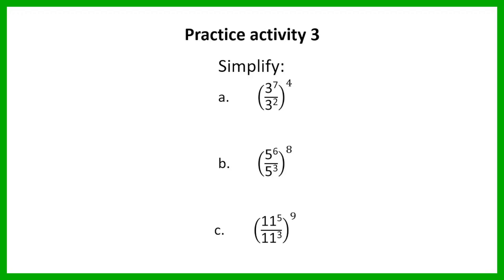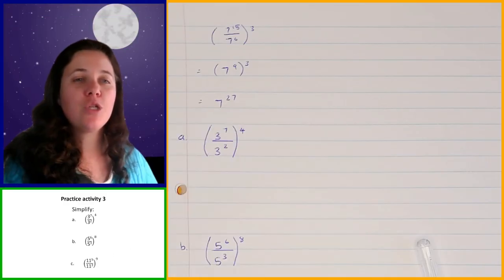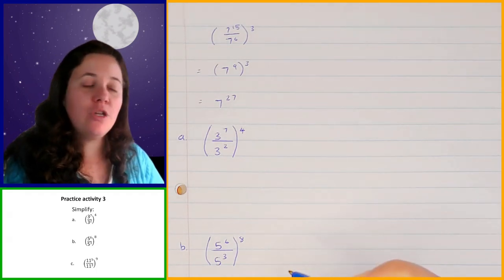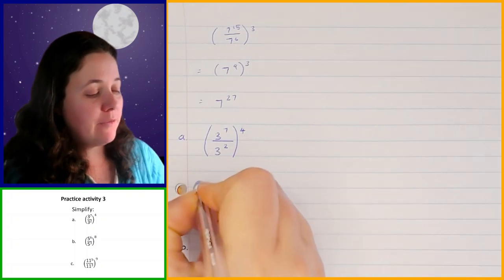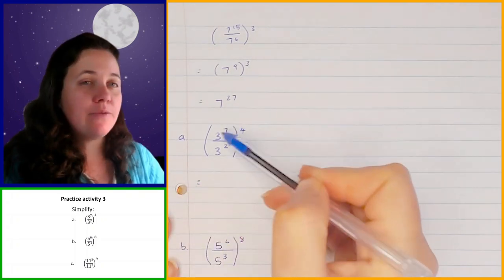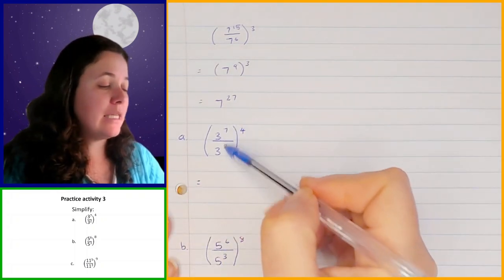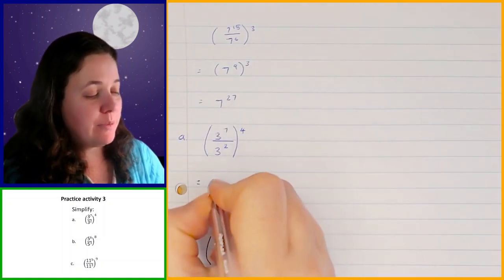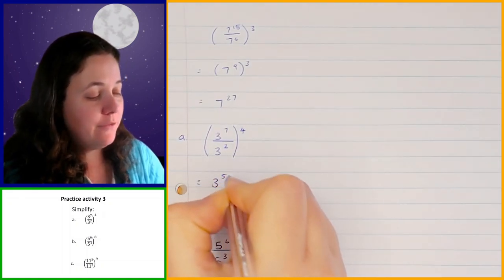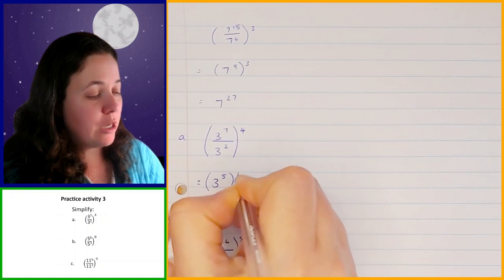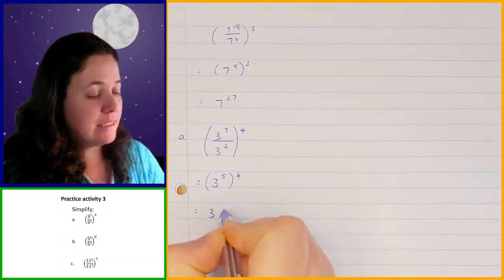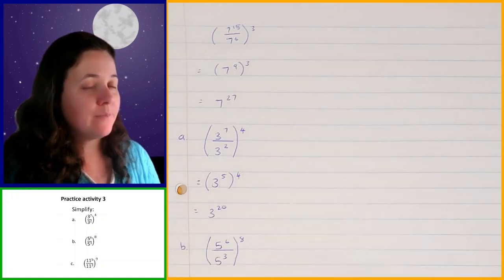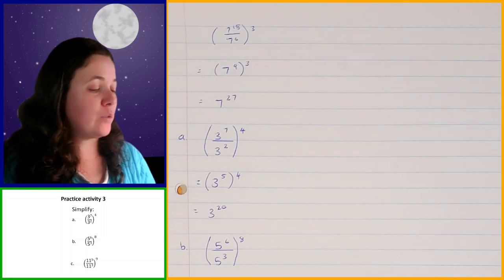Okay, let's go through those examples. So in question A, you had 3 to the power of 7 over 3 squared in brackets to the power of 4. So first we're going to simplify what's inside the brackets by doing this division over here. We subtract the exponents and keep the base the same. So that's going to be 3 to the power of 5 in brackets to the power of 4. And then I'm going to raise it to the power of 4, and that gives me 3. I keep the base the same and I multiply the exponents, so that gives me to the power of 20. So for question A, you should have got 3 to the power of 20.